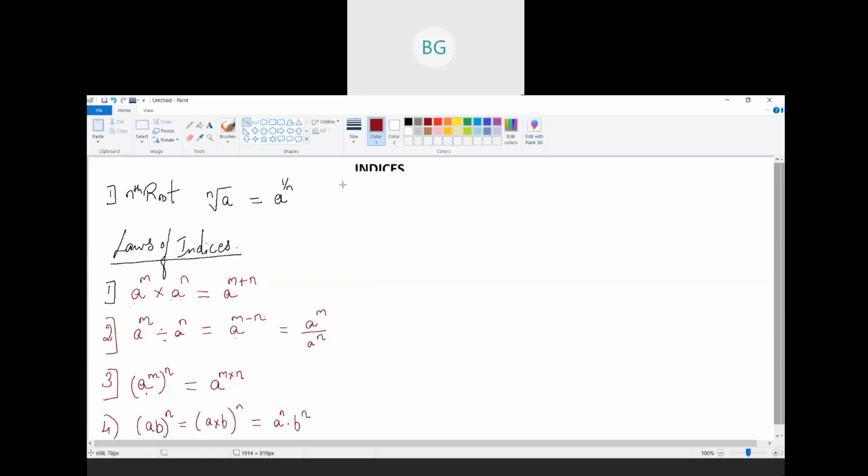Similarly, if we have division of two numbers, that is, (a upon b) to the power n, this can be written as a raised to n upon b raised to n. Yes, Devi. Correct.